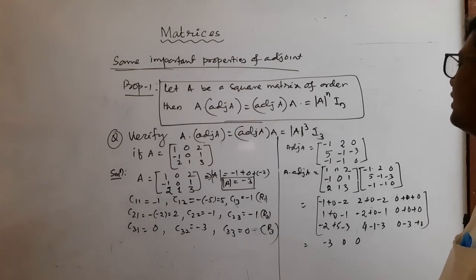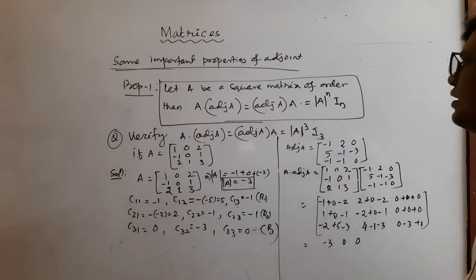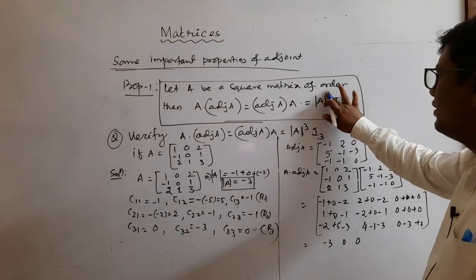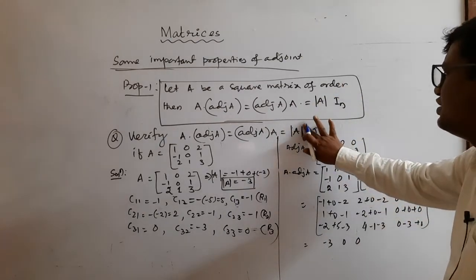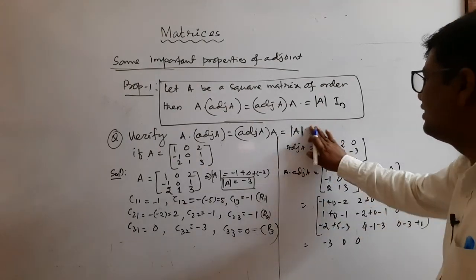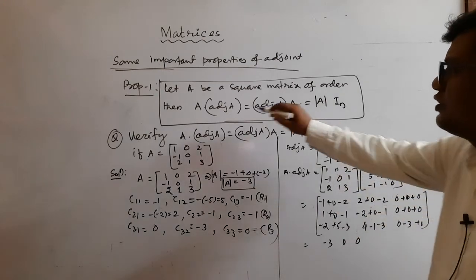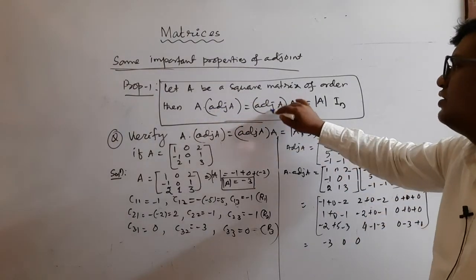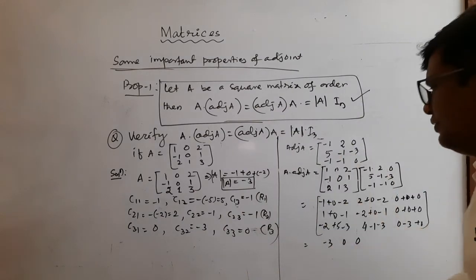This is not here n. A into adjoint A equal to determinant A into I. This is determinant A into I3. I3 means what? Identity matrix of order 3. The property is A into adjoint A equal to determinant A into In. This is the property.